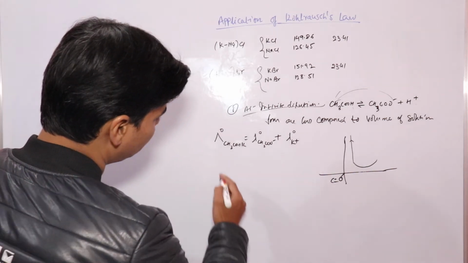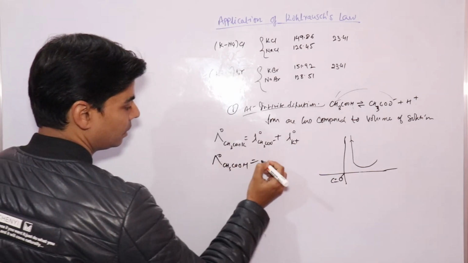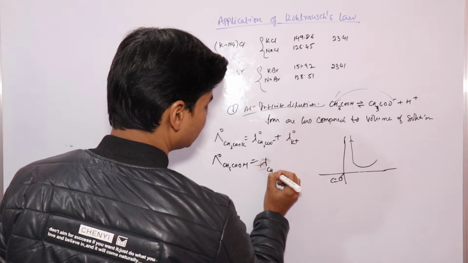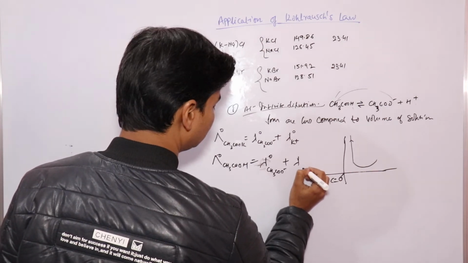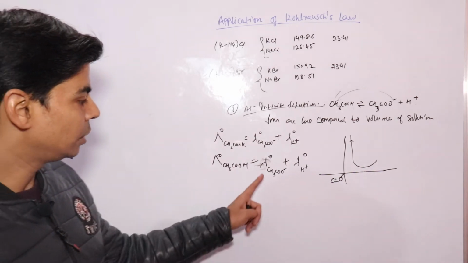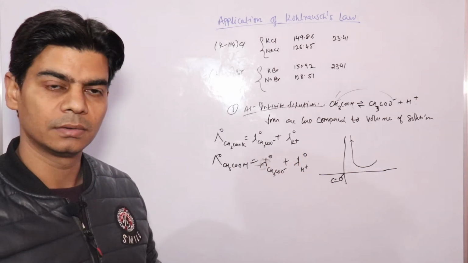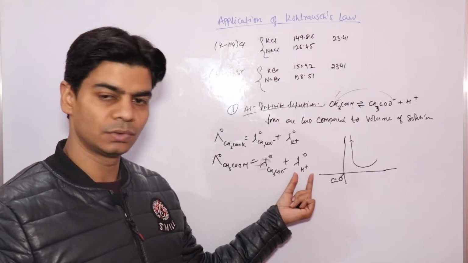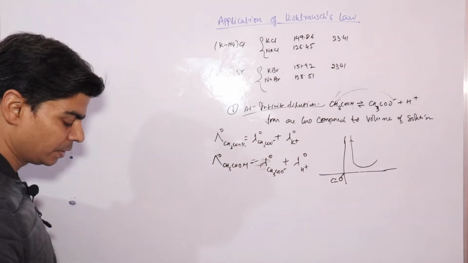So if you want to calculate the molar conductance of acetic acid, it would be the ionic conductance of acetate ion at zero concentration plus the ionic conductance of hydrogen ions at zero concentration. So if we get the values of these from some other electrolytes, we can put the values of ionic conductance for acetate ions and hydrogen ions here, and we will get the value of molar conductance of acetic acid.